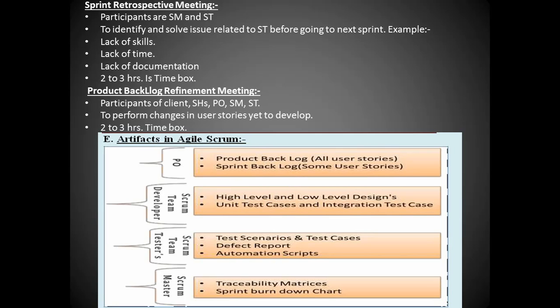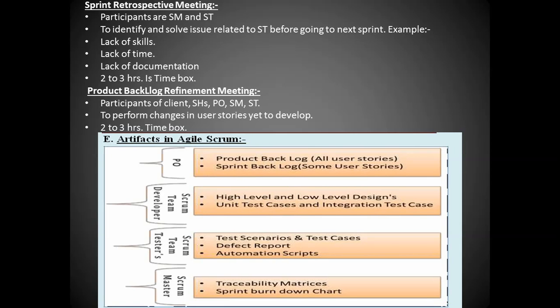These are all the Agile roles: PO, Scrum Master, Scrum team developers, and Scrum team testers. What do they need to do, meaning the artifacts in Agile Scrum itself? Product backlog, all user stories; sprint backlog, some user stories. Scrum team developers will be doing high-level and low-level designs, unit testing and integration testing.